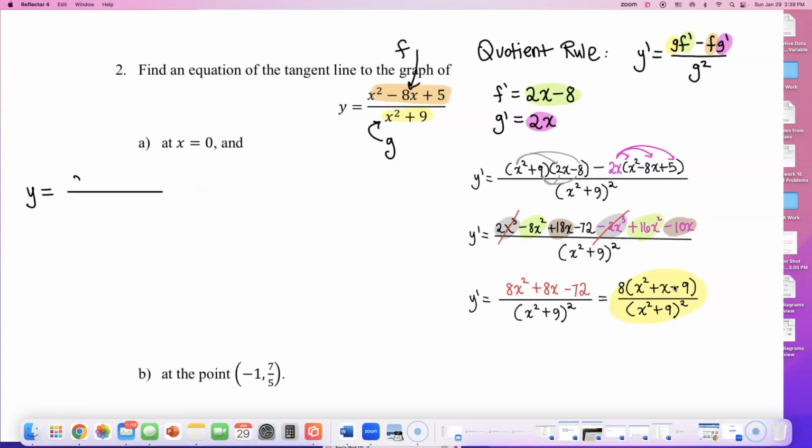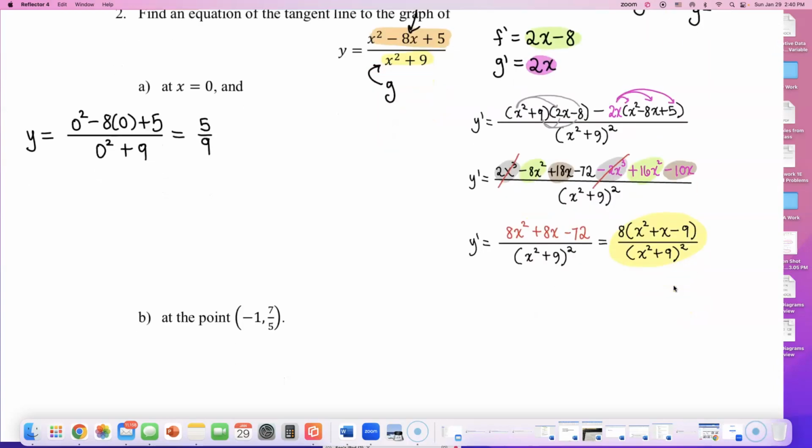So if I plug in 0 into the original function, I get 0 squared minus 8 times 0 plus 5 for the numerator. The denominator will be 0 squared plus 9. And that is 5 over 9. So that's the y value. Let's find the m value, the slope.